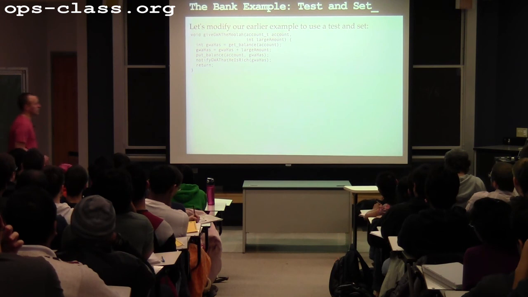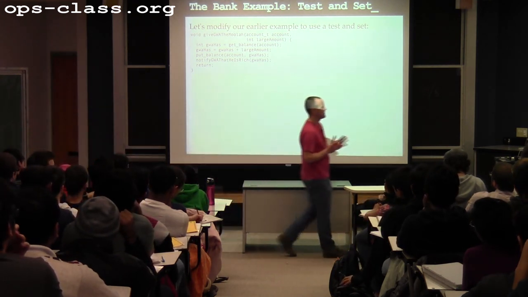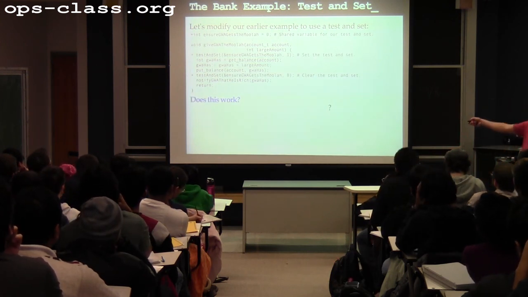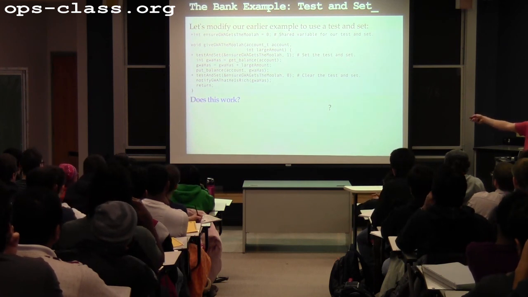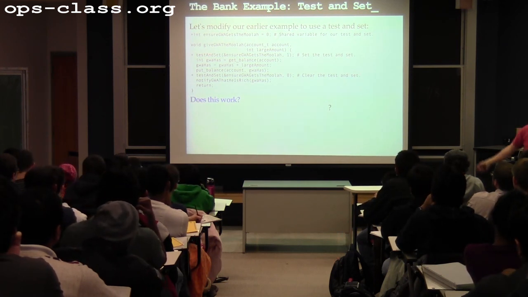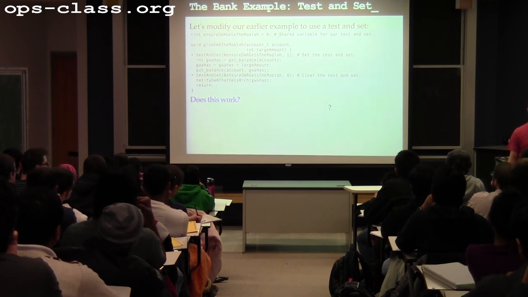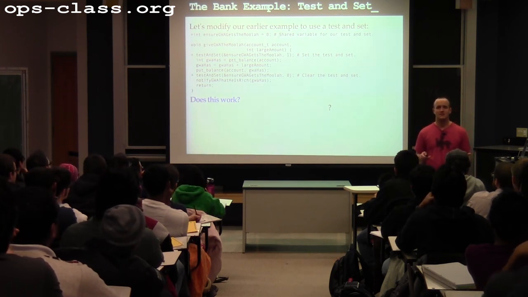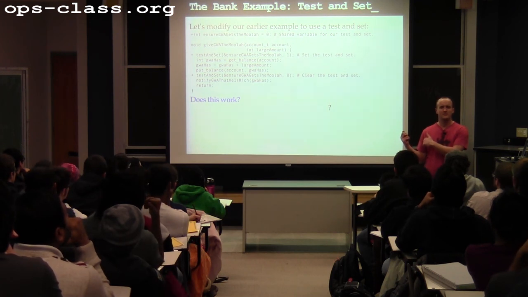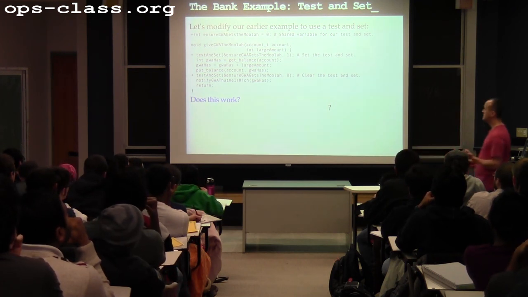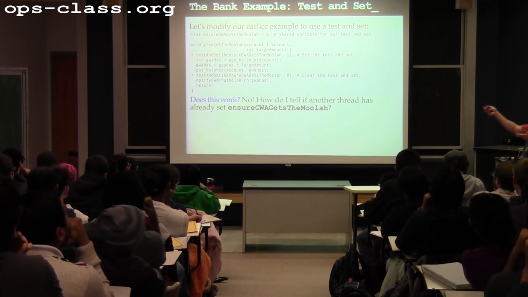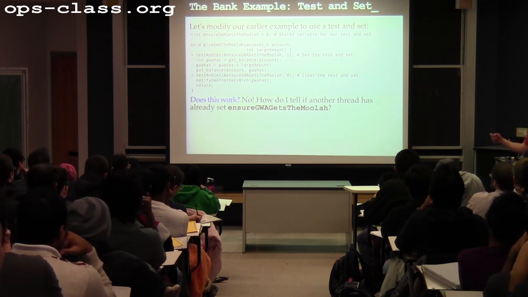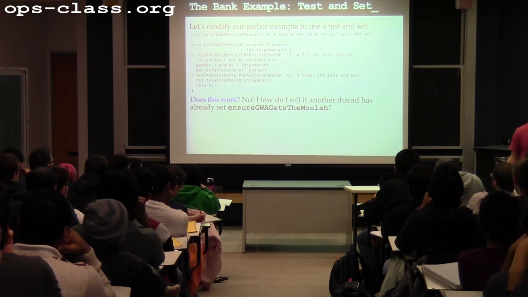All right, so let me quickly finish today by modifying the bank example to use this test and set mechanism. So here's how I implement my critical section. I set the test and set here, and then I clear the test and set here, and of course this works, right? Okay, good. Does this work? What happens here? Have I accomplished anything? No, not really. Because there's no test, there's no actual condition in here, right? All the threads are doing is testing and setting this variable without actually consuming the output from the test and set, right?